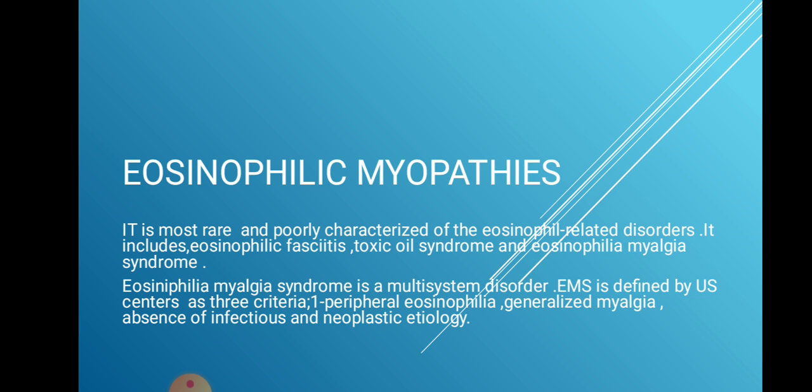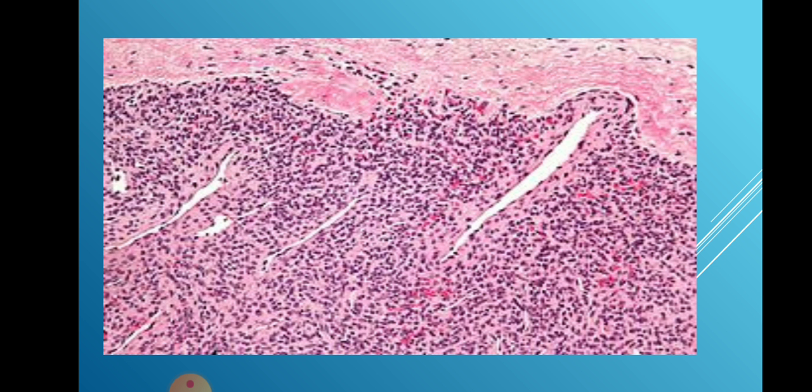Eosinophilic myopathies. It is the most rare and poorly characterized of the eosinophil related disorders. It includes eosinophilic fasciitis, toxic oil syndrome, and eosinophilia myalgia syndrome. Eosinophilia myalgia syndrome is a multi-system disorder. It is defined by US centers as three criteria. First one is peripheral eosinophilia, second one is generalized myalgia, and third one is absence of infectious and neoplastic etiology. This is the image showing eosinophilic myopathies.